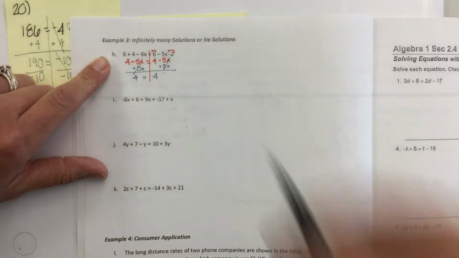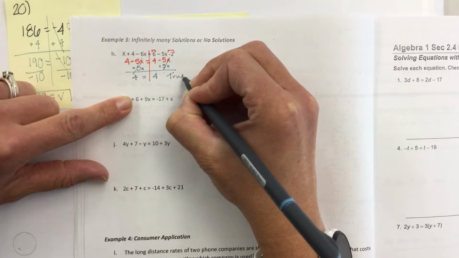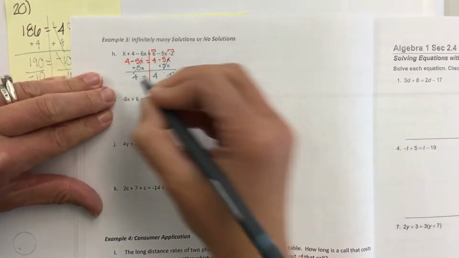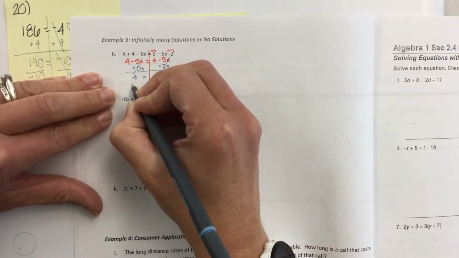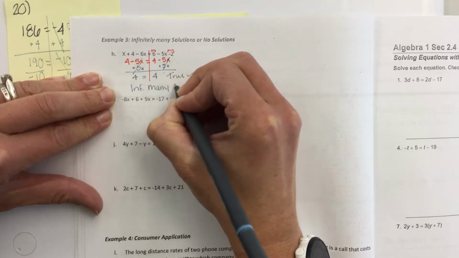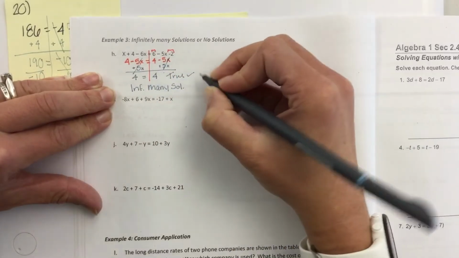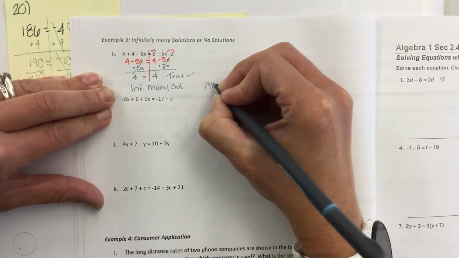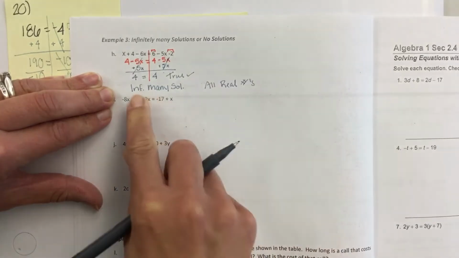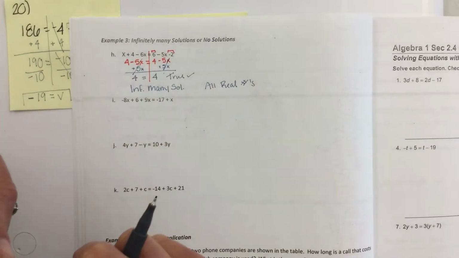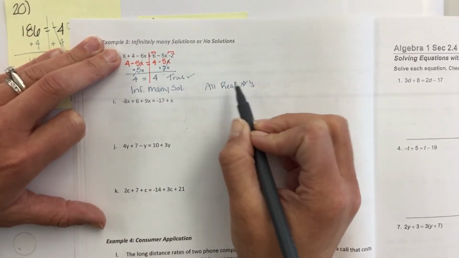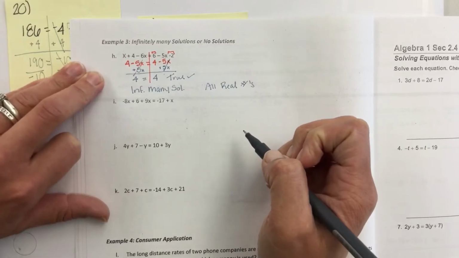Does 4 equal 4? It does. So this is a true statement. So what this means is that no matter what number I put in for x, it's going to be true. And so the answer for this, you can either answer it infinitely many solutions, or sometimes you see all real numbers. So what does that really mean? It means infinite. It means any number could be a solution. All real numbers means that any real number, decimal, fraction, doesn't matter, would make the equation true.